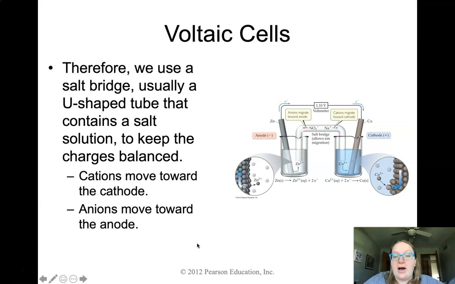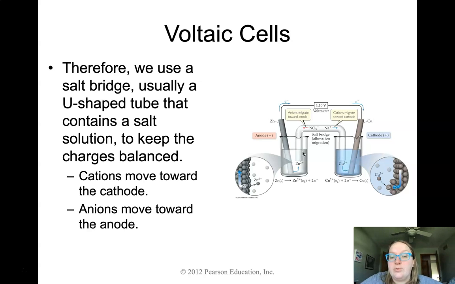Moving on to how we can use these. If we talk about the salt bridge in particular, we want to make sure that it always contains a salt solution. In our example, we have a salt solution of sodium nitrate. Since those salts are very good at dissociating in solution, they break up into cation and anion.